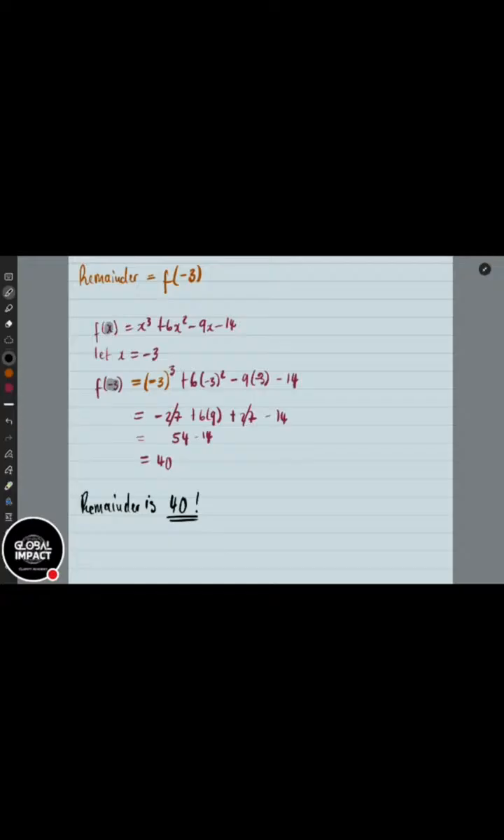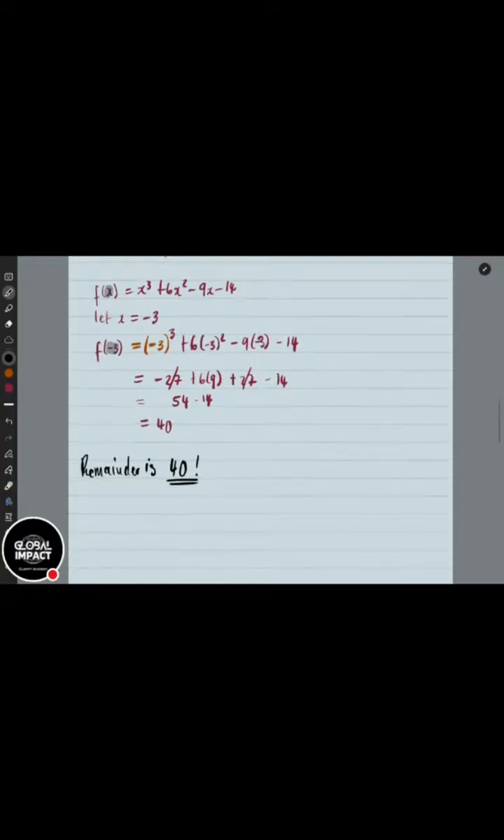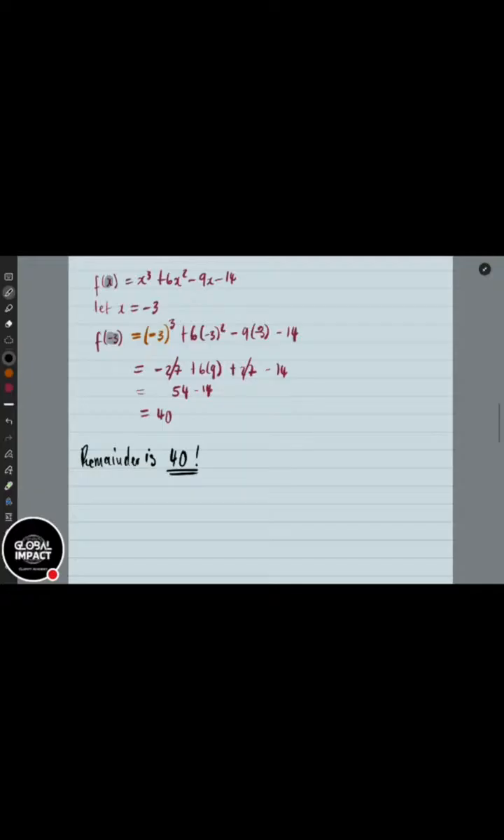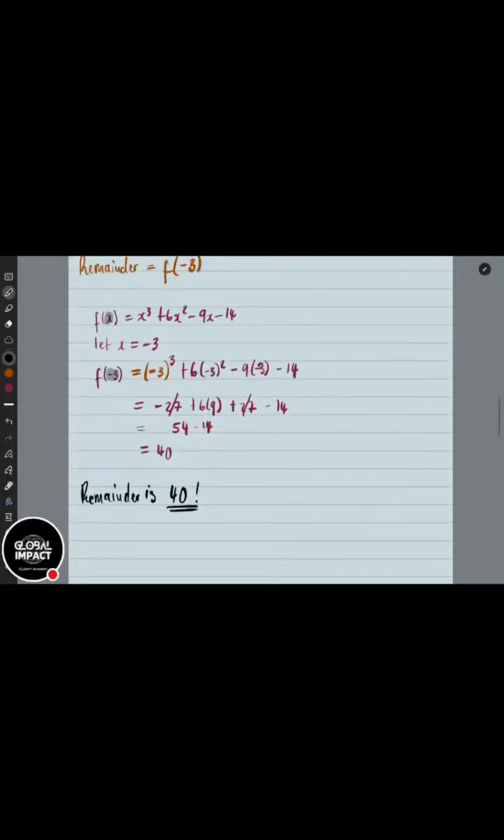Does anyone have a question? Is there anyone with a question? Okay, good. I'm happy. This is what the remainder theorem says.